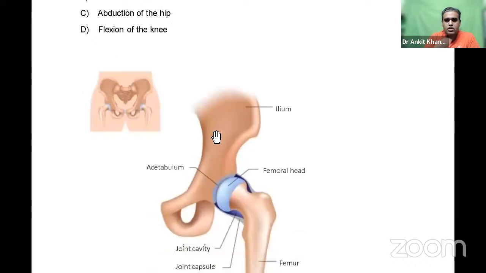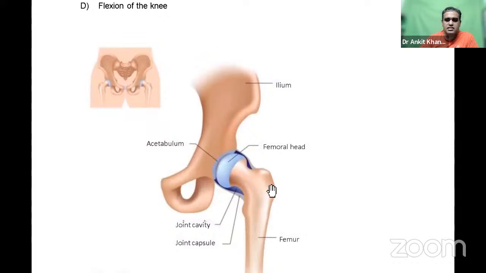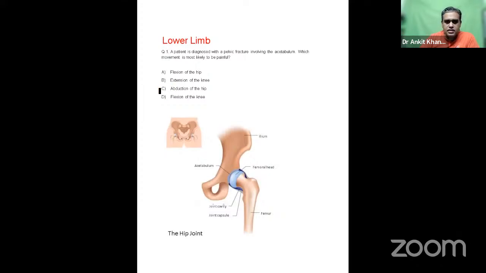Let me show you the acetabulum over here with the head of the femur. This is the head of the femur over this acetabulum. In abduction, the entire limb is going outside. This whole rotation in this direction, upward to downward direction, occurs in the femoral head. The answer over here will be abduction of the hip, slightly more than the flexion of the hip. Let me just highlight this abduction of the hip.